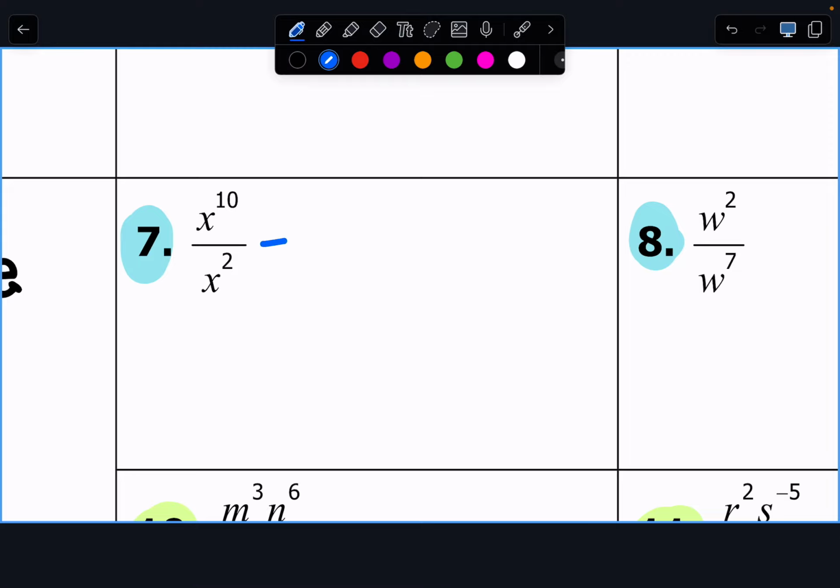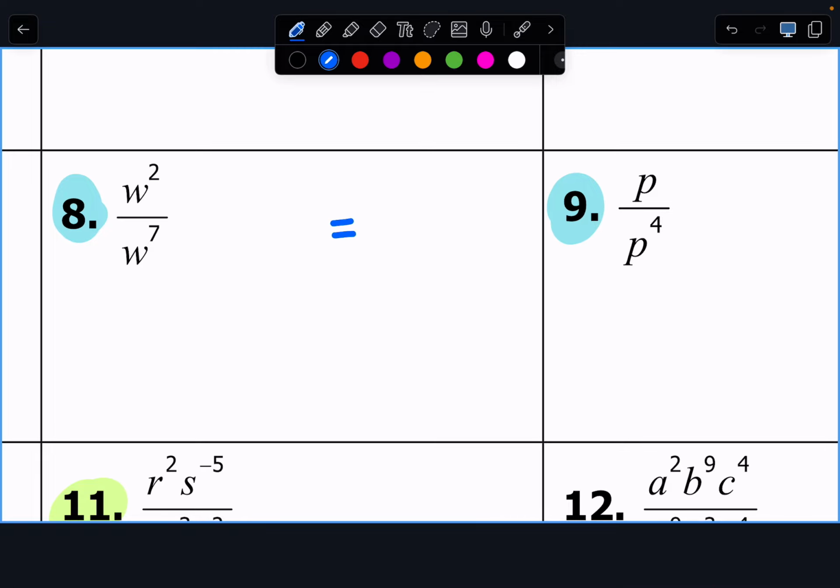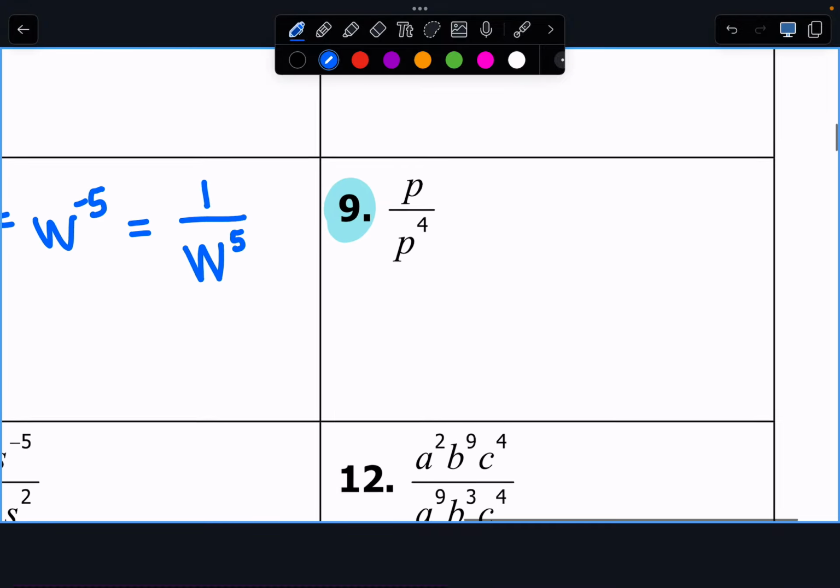Olivia, what's your answer for number 7? X to the 8th power. 10 minus 2 is 8. Very good. Kaylee, what's your answer for number 8? 1 over W to the 5th. She has it right. If we subtract 2 minus 7, we get an exponent of negative 5. But we cannot have a negative exponent, so we have to rewrite it as a fraction. Okay. Channing, what do you have for number 9?